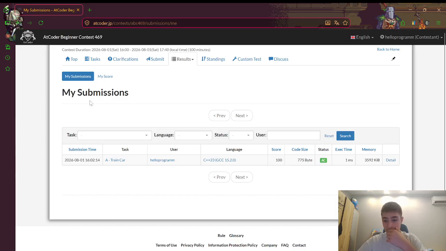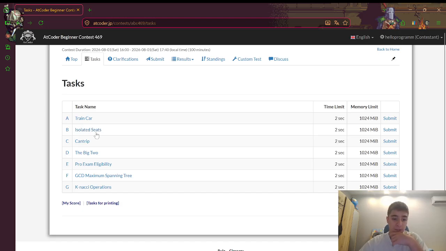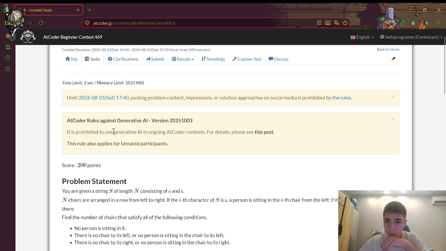Yeah, so in the second minute the task is already solved, so we go for the B task, Isolated Sets.